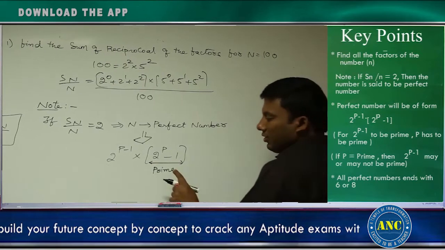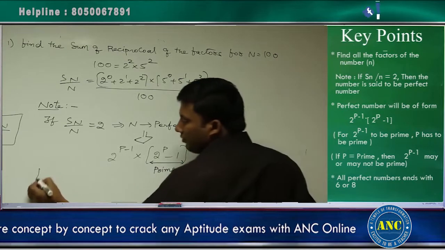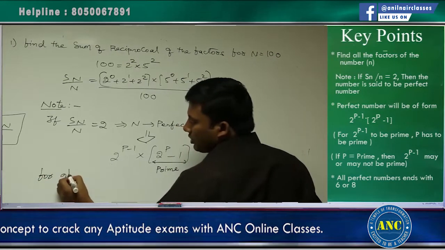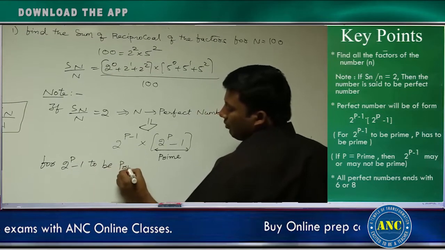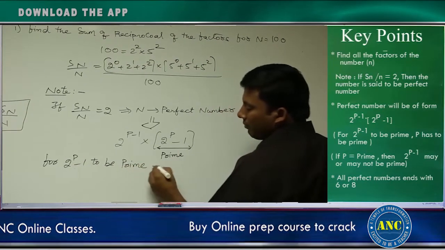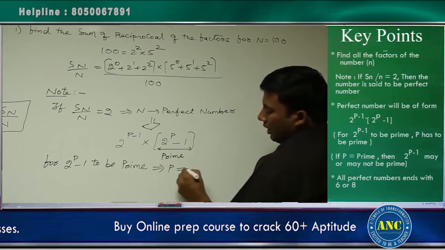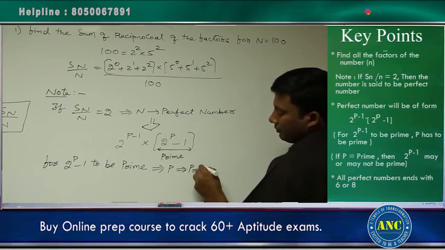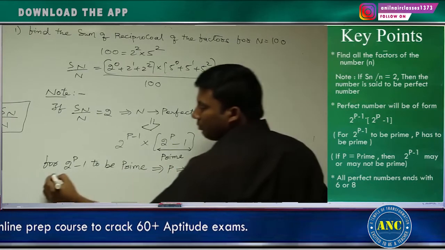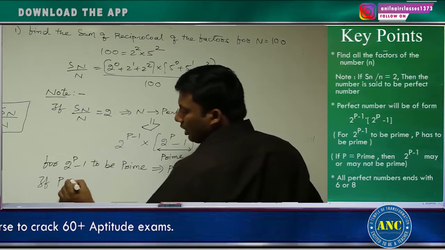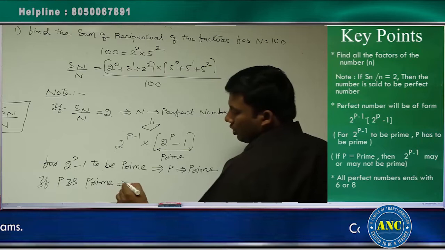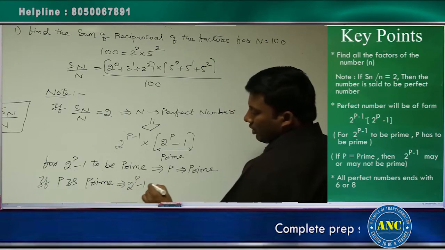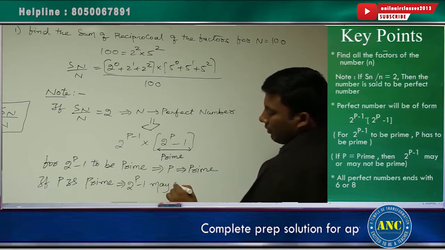Now listen carefully. For 2 power p minus 1 to be prime, p has to be prime. If p is prime, 2 power p minus 1 may or may not be prime.